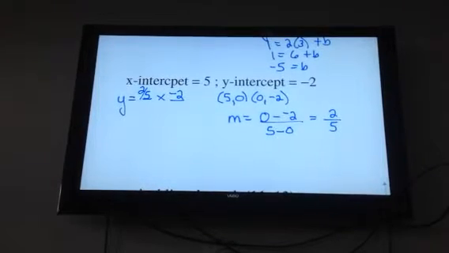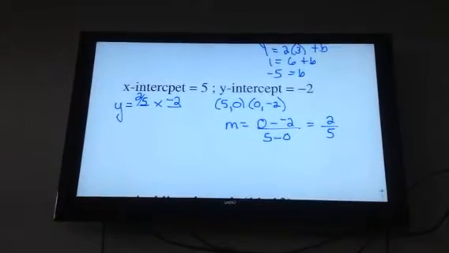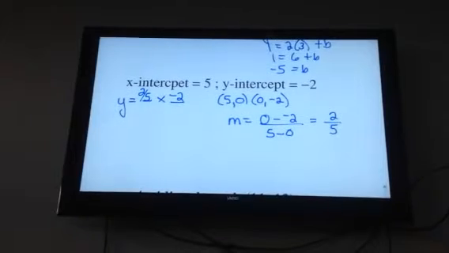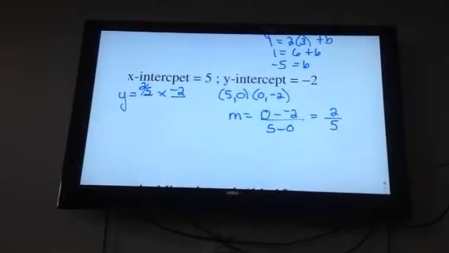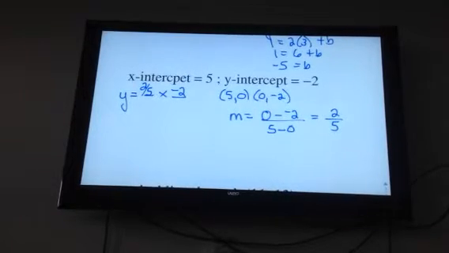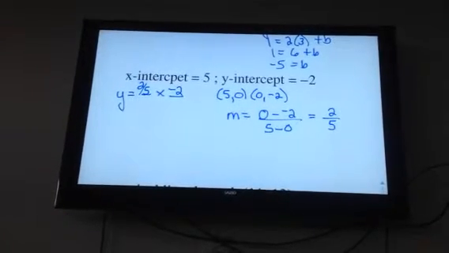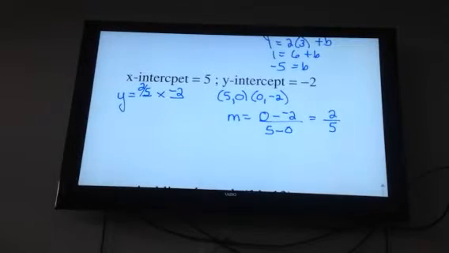Okay? Now, there would be another way to do that where you could make your x-intercept your 5, 0, and you could use that point and the negative 2 to find M. I think this way's easier. That one's a little more confusing.